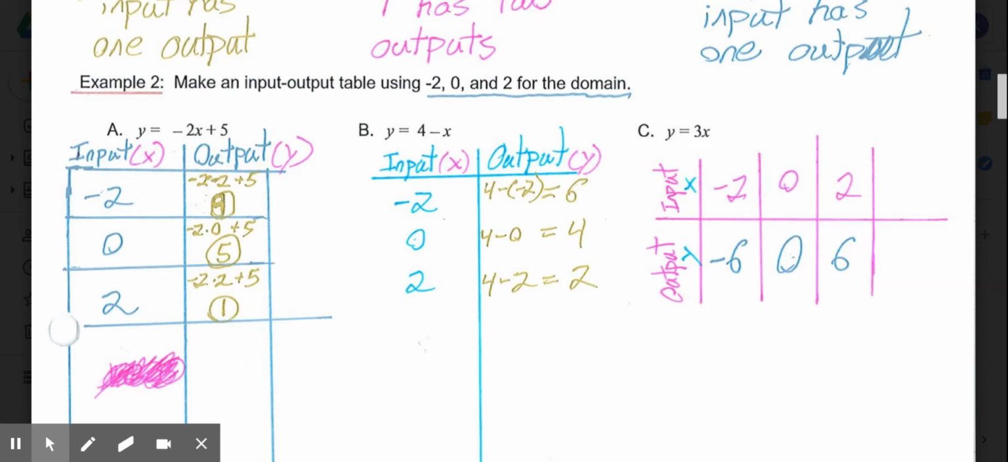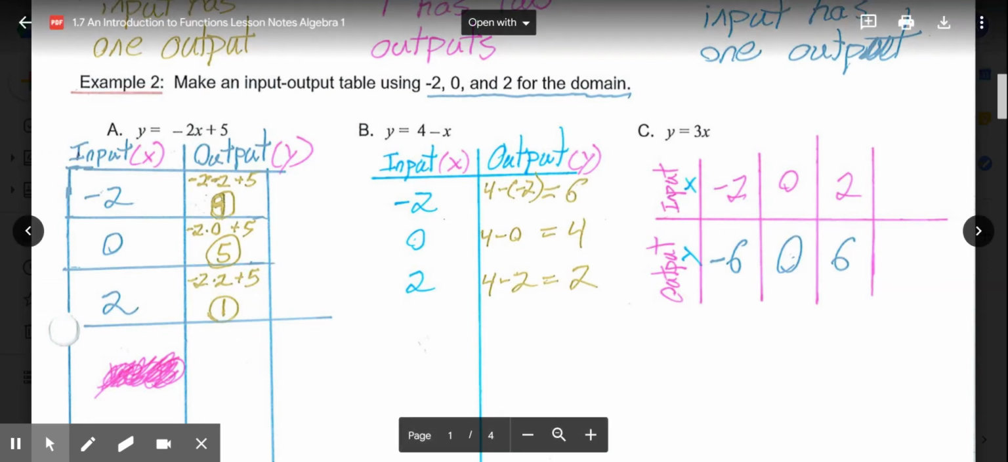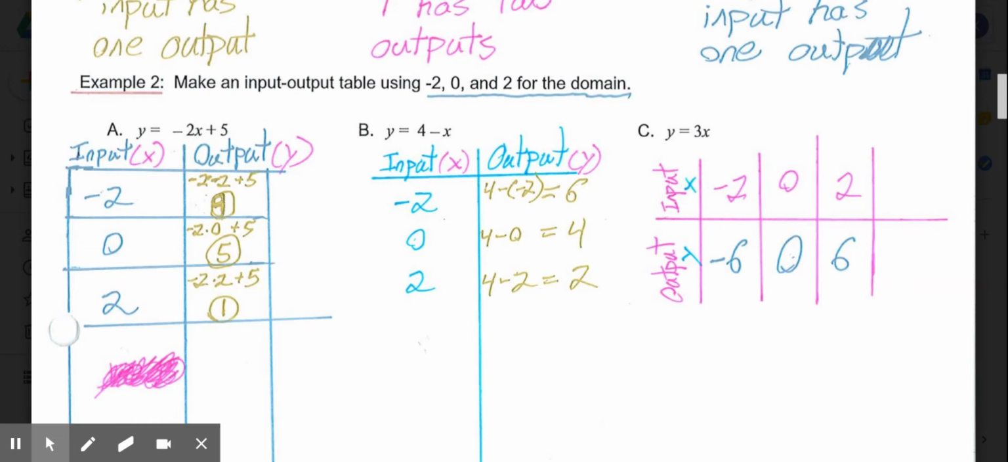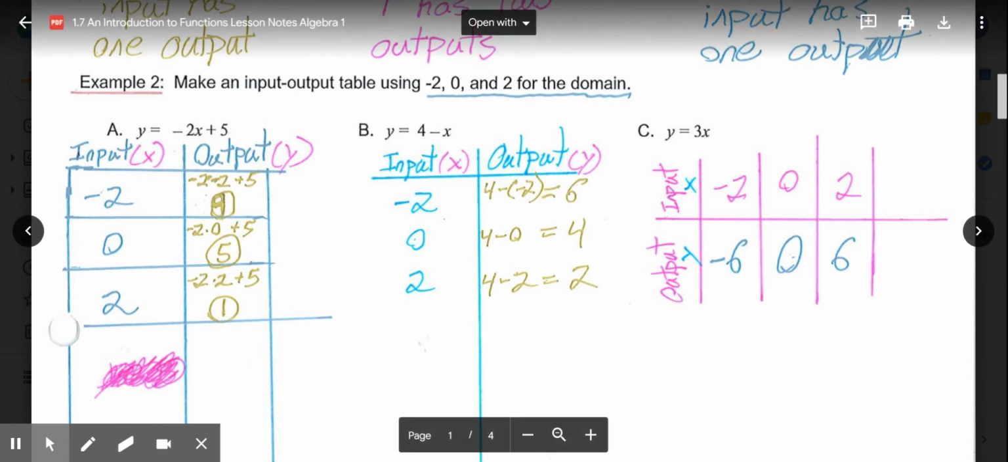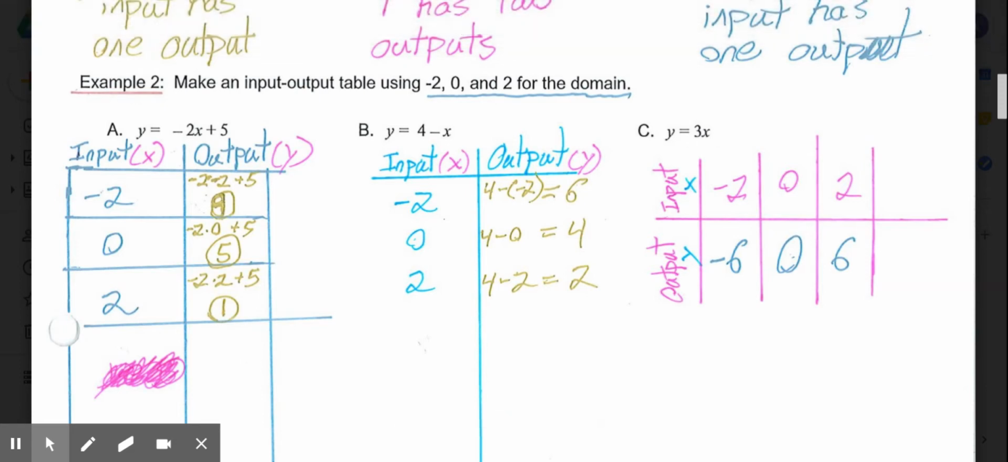For B, we have, again, the inputs of -2, 0, and 2. And again, it's a vertical table, but it's slightly different. I just made mine as a T-chart. As long as it's organized, that's fine. You don't need to make the full grid. So I have my three different inputs for my domain. And then our outputs for our range, we had to calculate by substituting x into this equation.